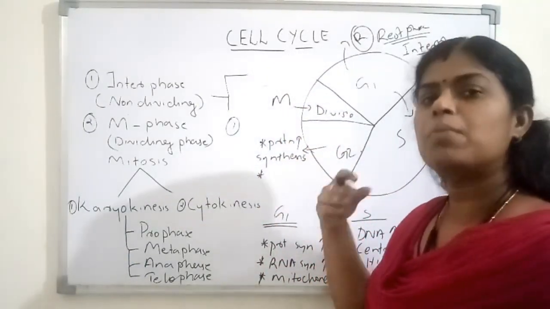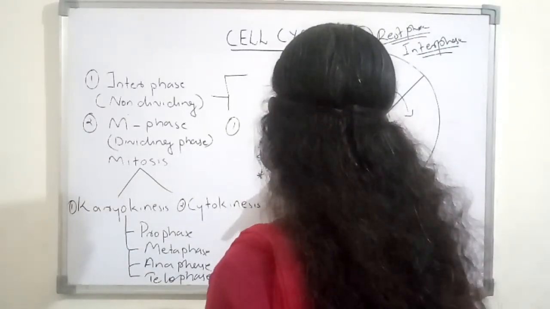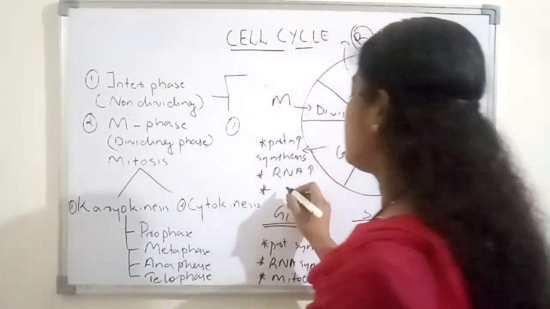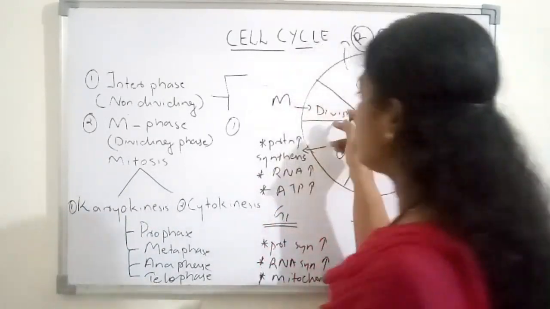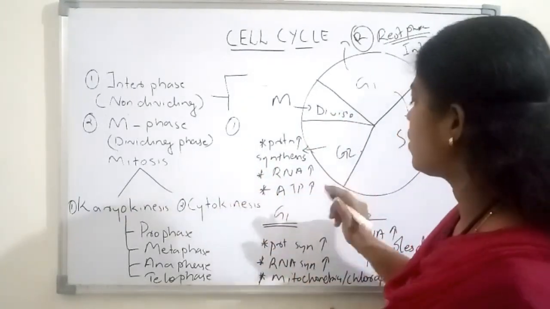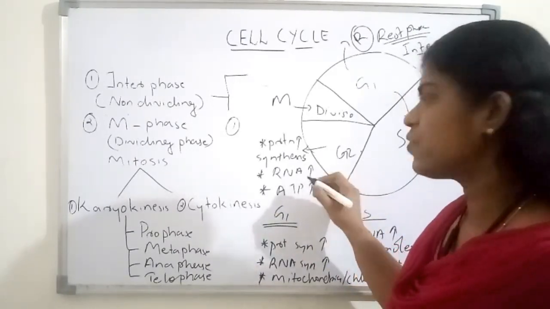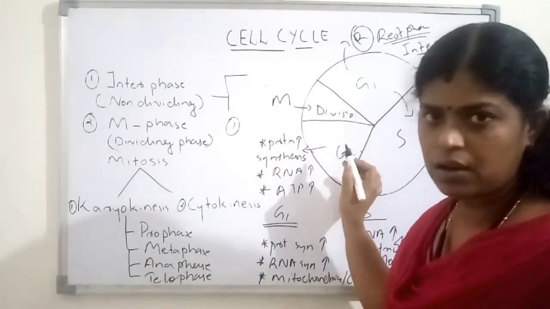As I have told you, to make the proteins it needs RNA. So the RNA formation is also continuing here. Another thing is the ATP production. It is going to undergo division, and it needs energy. So the ATP production is also increasing here in G2 phase. And afterwards, after this G2 phase, it is entering into the division phase.